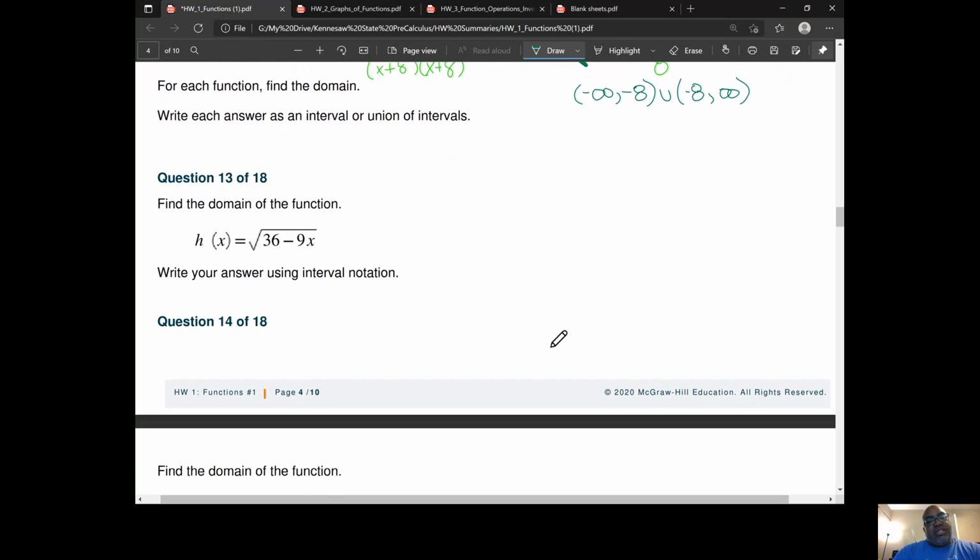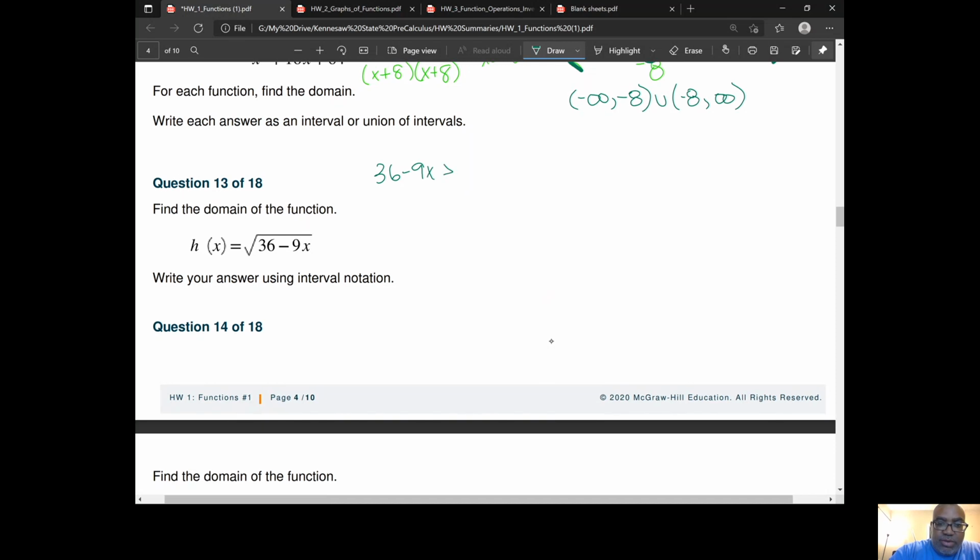H of x is this. Write your answer using interval notation. Well, one of the things that we know about square root functions or radical functions is that the value underneath the radical has to be greater than, I mean, greater than or equal to zero. Otherwise, it goes into the imaginary numbers. So that means that 36 minus 9x has to be greater than or equal to 0.